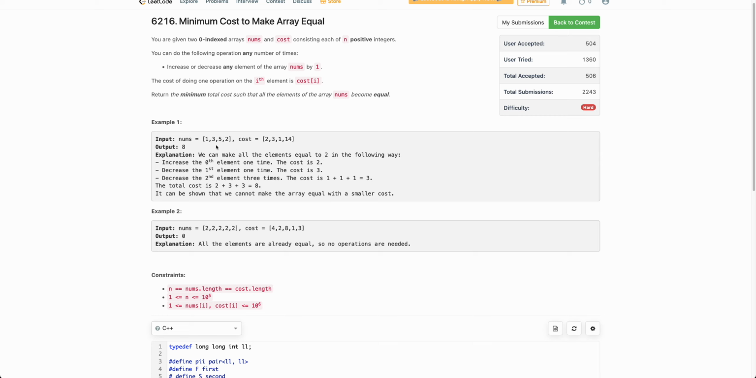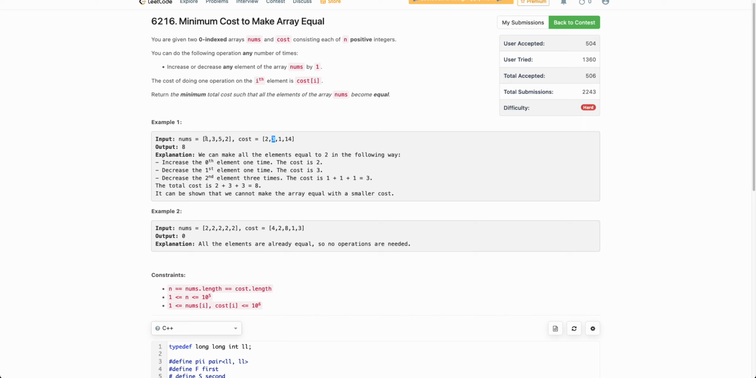Okay, so let's take an example. This is the array, this is the cost. So what does this cost indicate? Let's say from 3, you can go to either 4 or 2, increment or decrement. And whether you go to 4 or 2, you will be paying 3 units of cost.